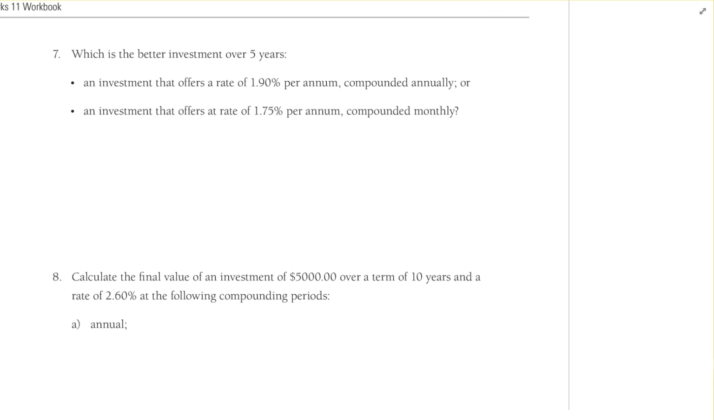Okay, number 7. Which is the better investment over 5 years? An investment that offers a rate of 1.9% per annum, compounded annually, or an investment that offers a rate of 1.75% per annum, compounded monthly? So really, you just need to do the formula twice and see which number ends up being bigger. So go ahead and answer number 7 now.